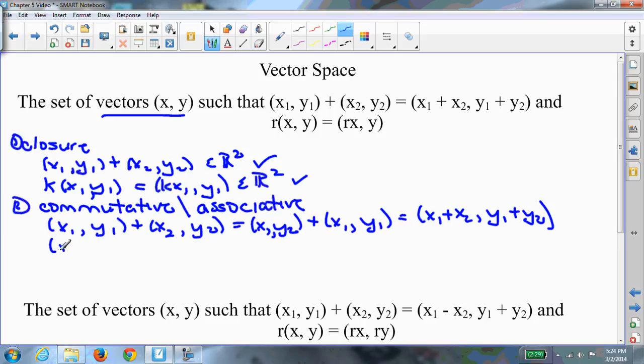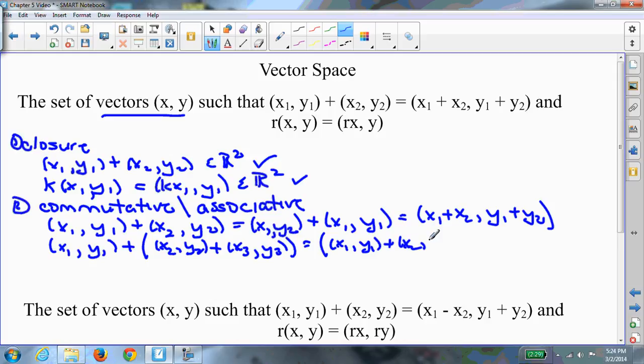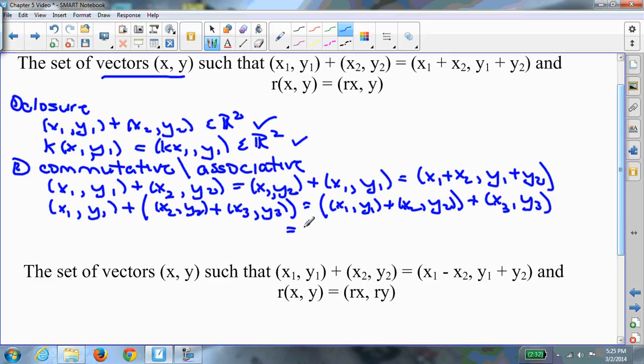So if I have x1, y1 plus the quantity of x2, y2 plus x3, y3, this would be the same as if I were to group x1 and y1 plus x2, y2 and added that result to x3 and y3. And again, in this case of this defined addition, this is still true because this is equal to x1 plus x2 plus x3, y1 plus y2 plus y3.